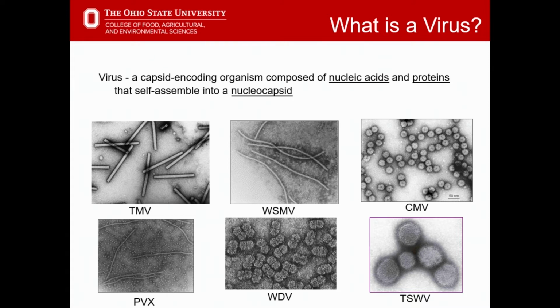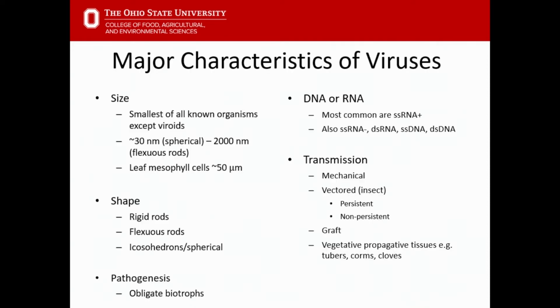Flexuous rods, such as potato virus X or PVX, or icosahedrons, also referred to as spheres, as you can see for cucumber mosaic virus or CMV, which is shown in the top right image. Nucleocapsids of a few viruses, such as tomato spotted wilt virus or TSWV, are covered with a membranous envelope. These characteristics, among others, are used to organize viruses into taxonomic units.